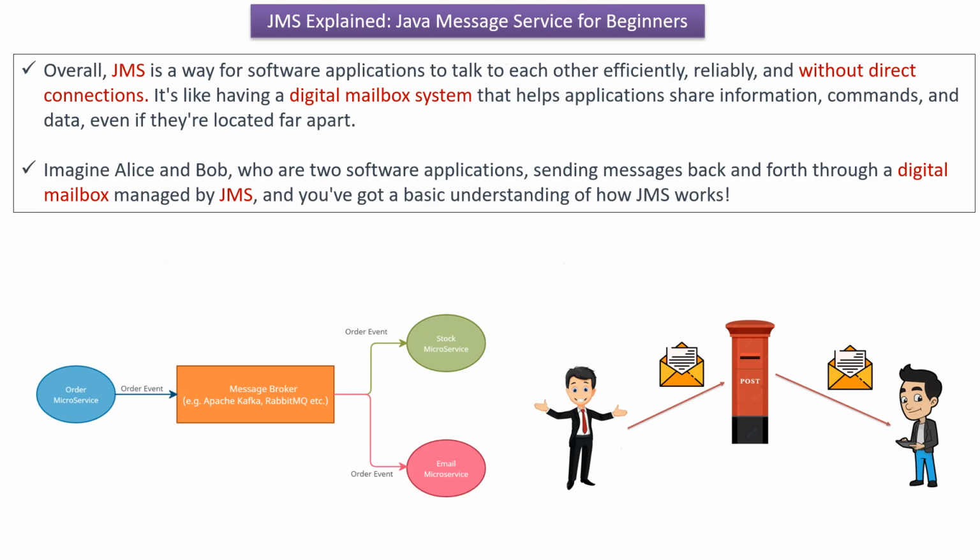Overall, JMS is a way for software applications to talk to each other efficiently, reliably, and without direct connections. And it is like having a digital mailbox system that helps applications to share information, commands, and data, even if they are located far apart. Imagine Alice and Bob, who are two software applications, sending messages back and forth through a digital mailbox managed by JMS. Now you got the basic understanding of how JMS works.